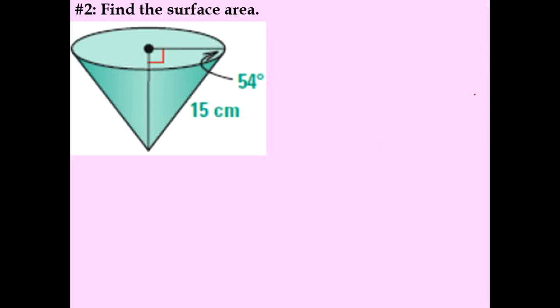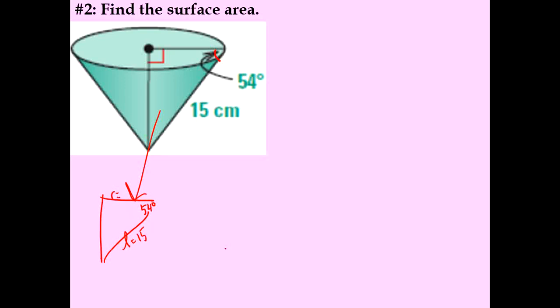Now they want us to find the radius. Oh no, I'm sorry. They want you to find the surface area. But they didn't give you the radius, so we have to figure out the radius. So they told us that this angle, so if I pull out this triangle again, this right triangle, this angle right here is 54 degrees, and the slant height is L, which is going to be 15, and we have to find what R is.